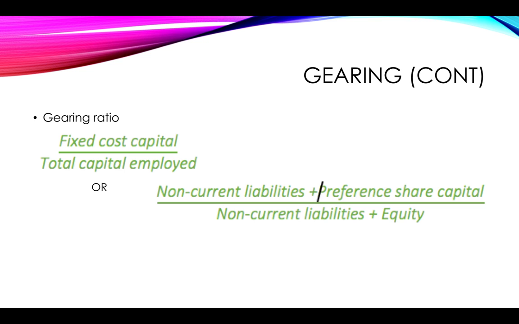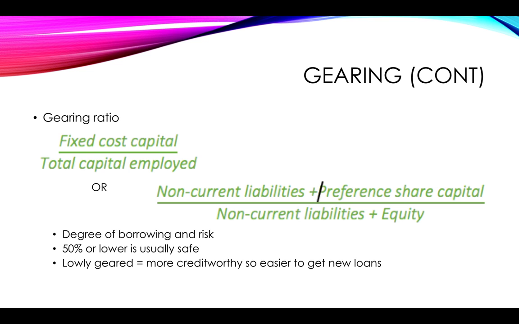So in other words, to put it in a slightly different way, you're going to look at all your non-current liabilities or loans, as well as all your preference share capital, and compare this to your non-current liabilities and equity in total. So this determines then your degree of borrowing and risk for this particular business, and usually it would be considered safe if it's a 50% or lower ratio.